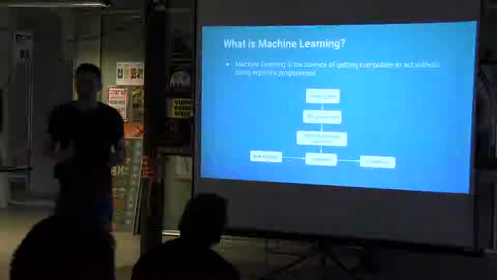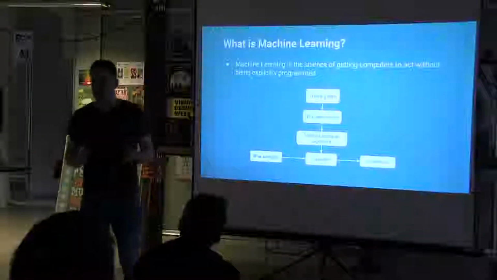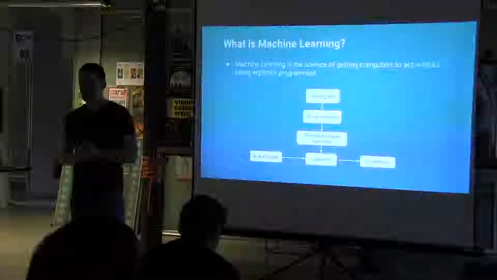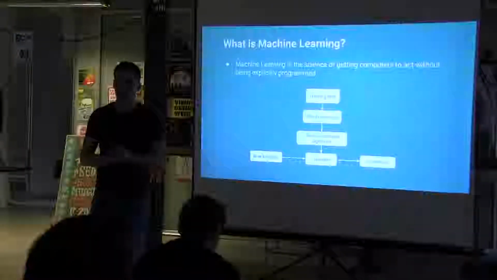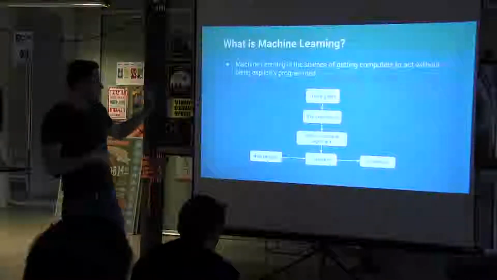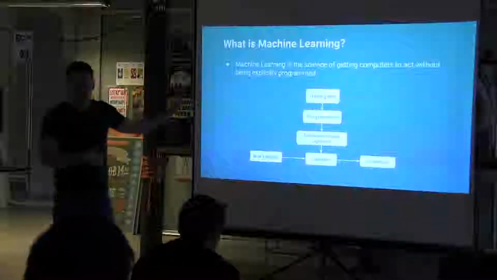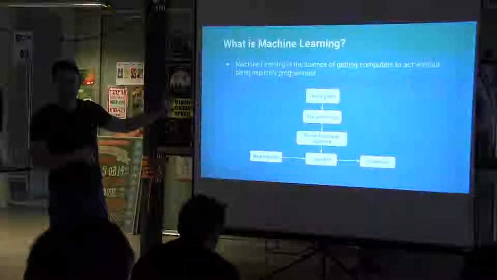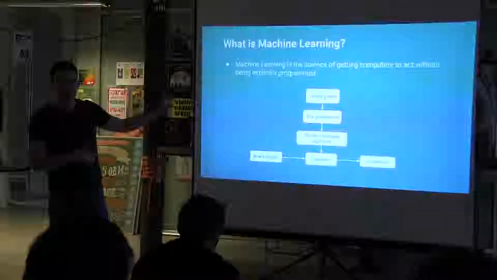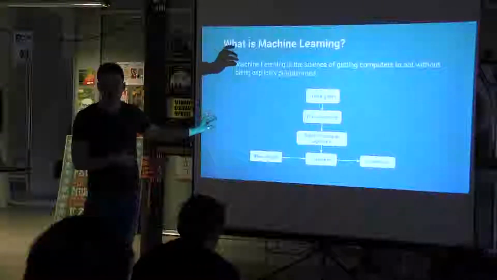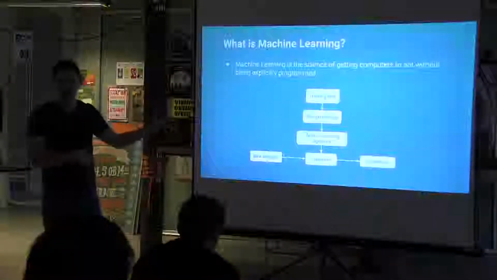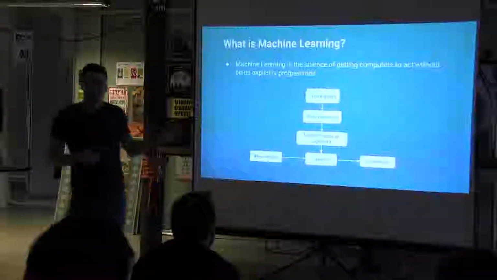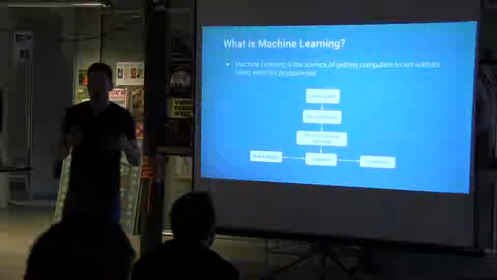So what is machine learning? It's basically that we get computers to act without being explicitly programmed. So you have training data, you pre-process it, you select the machine learning algorithm, and then you build the classifier, a model. And every new sample that comes in can be predicted with this model.